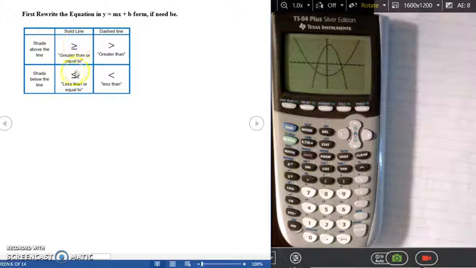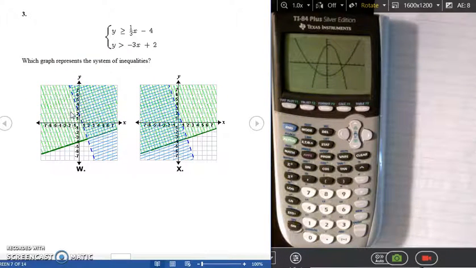And then you'll have a solid line if it has the equal to part, and you'll have a dashed line if it's just a greater than or less than, because the calculator isn't going to tell you solid or dashed. And you have to tell it to shade above or below. So let's go ahead and look at an example.